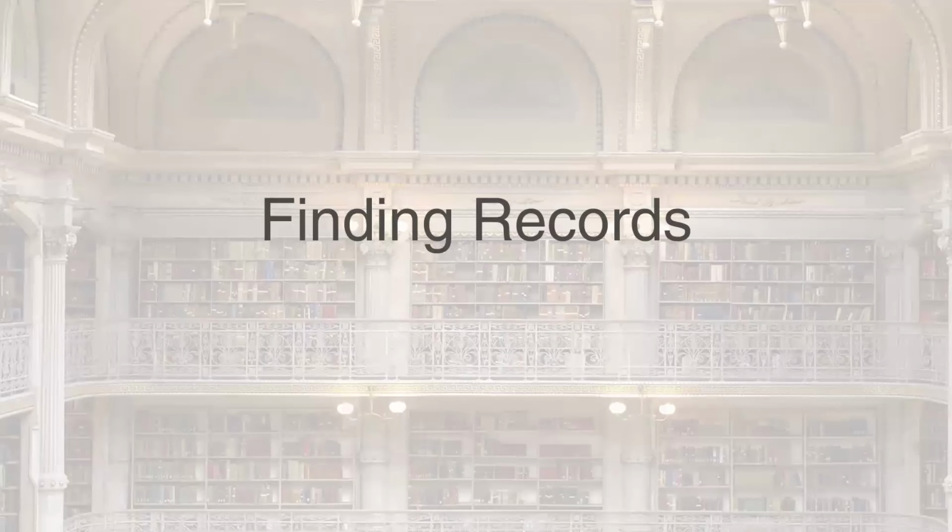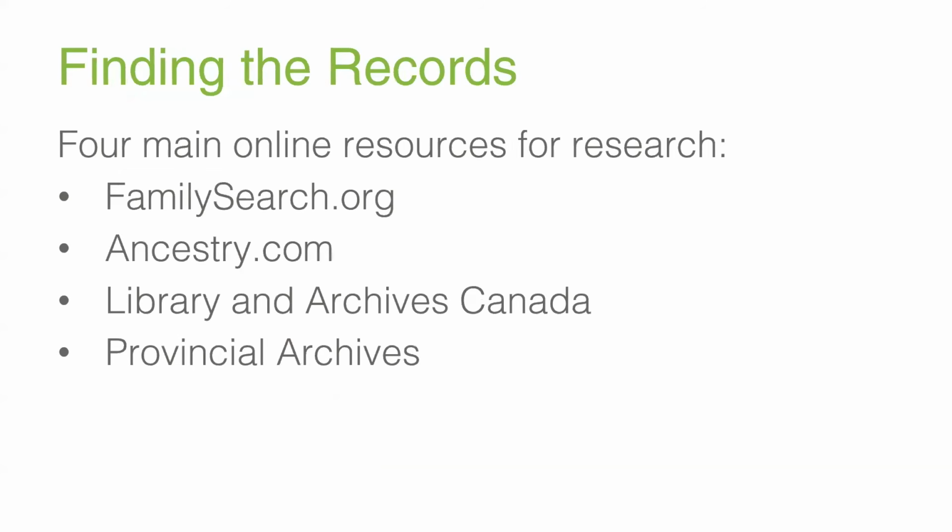And then talking about records, we're going to speed through this. There are four main online resources as you're searching for Canadian records: Family Search, Ancestry, Library and Archives Canada, and your provincial archives. Each one of these places has its own perks, but I really think the best of both worlds is to use them all together. Don't focus just on one. Branch out, explore, and expand your research bounds.